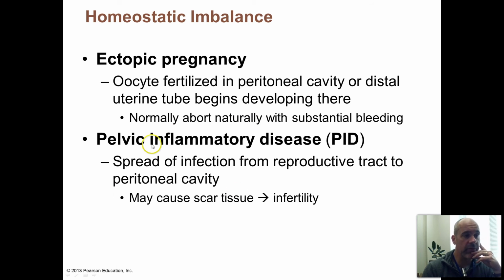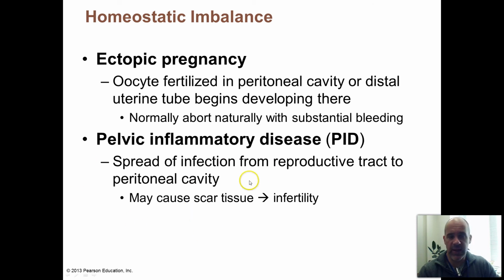You may have also heard before of pelvic inflammatory disease, or PID. This is often caused by STDs, sexually transmitted diseases, where you have an infection along the vaginal lining, for example, that winds up spreading up into the uterus and up through the fallopian tubes, and it can even exit from there into the peritoneal cavity, which is not a good thing. You are not supposed to have microorganisms inside your peritoneal cavity.